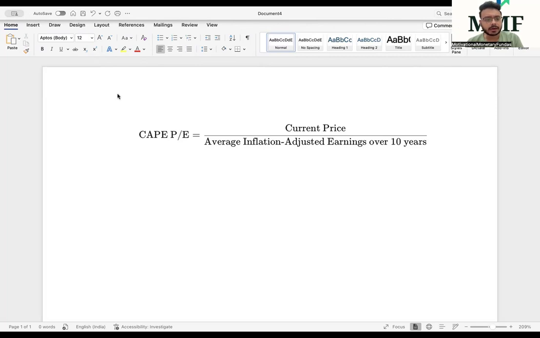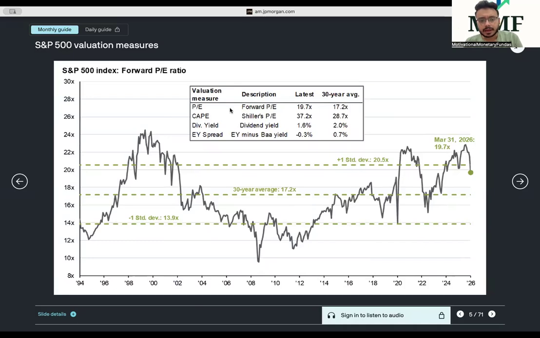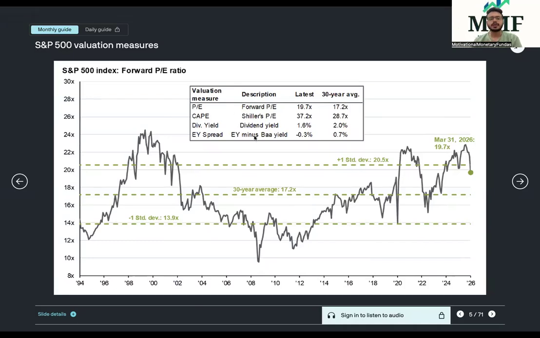Again, coming back to our report, this is our report. The current dividend yield is 2%. The earning yield spread, the earning yield minus a bond having a rating of Baa.